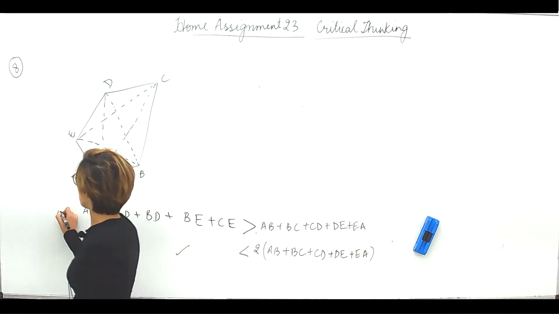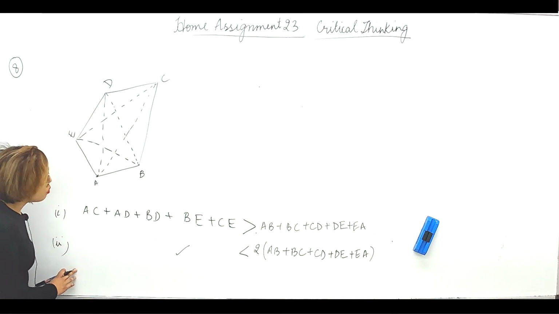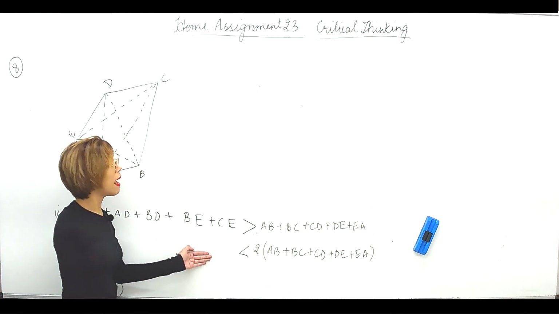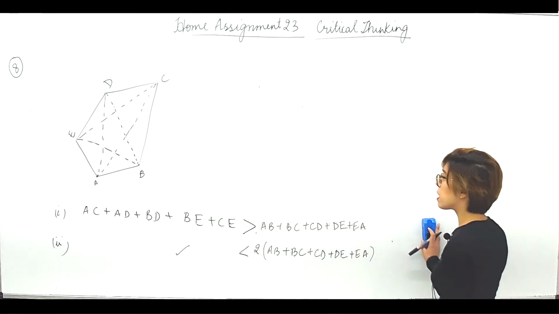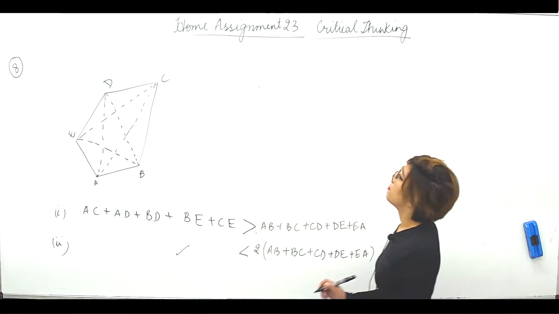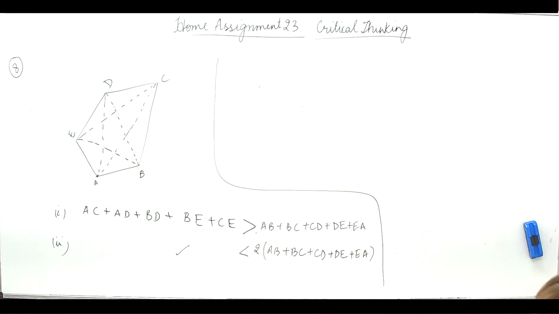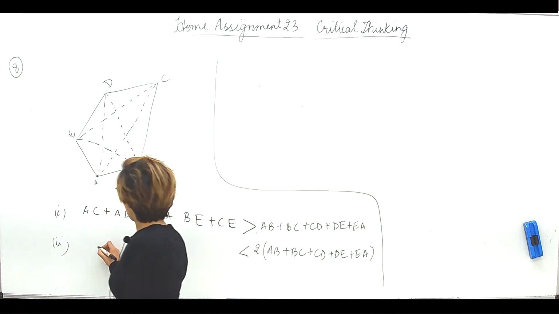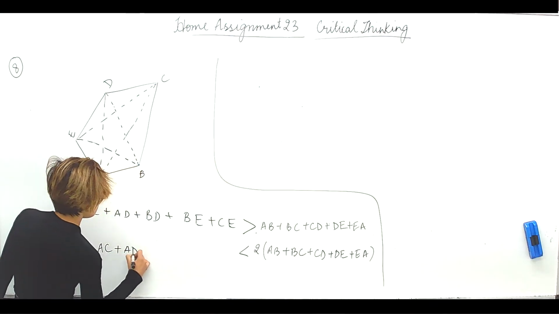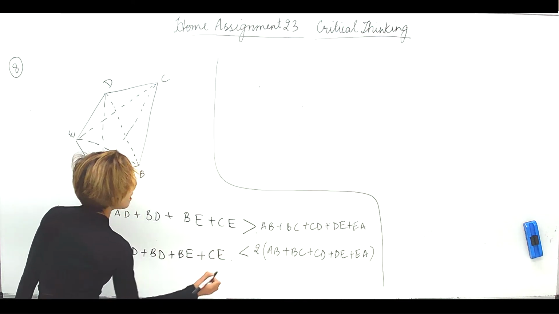So there are two parts to the question again. Let me start with the second part. I'll say that the sum of all the diagonals will be less than twice the perimeter of the pentagon. I'll start with the second one because I feel it is quite straightforward. Whatever you like, that's a personal choice. Now, here I have AC plus AD plus BD plus BE plus CE.